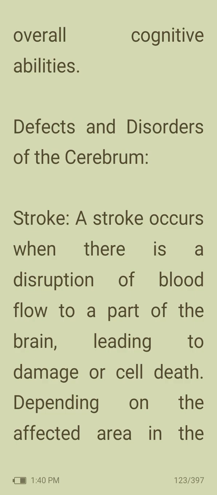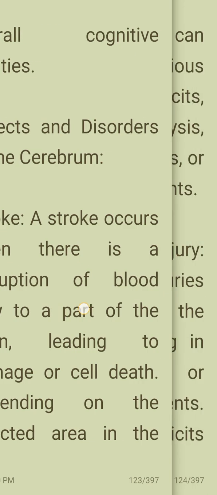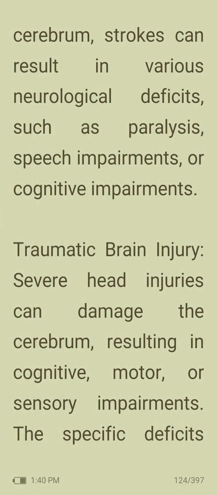Then, defects and disorders of the cerebrum. Stroke. A stroke occurs when there is a disruption of blood flow to a part of the brain, leading to damage or cell death. Depending on the affected area in the cerebrum, strokes can result in various neurological deficits such as paralysis, speech impairments, or cognitive impairments.